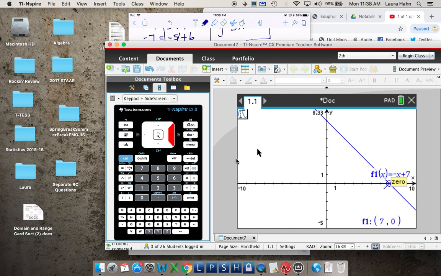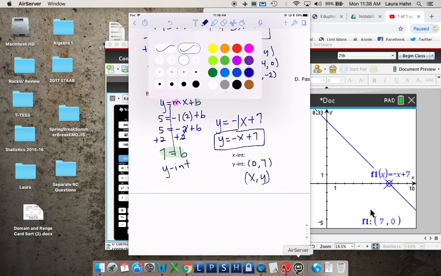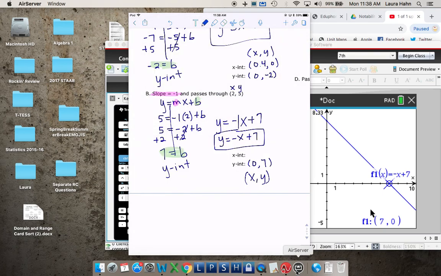So I know my x-intercept is at 7, 0. So this is the x-intercept. So it needs to go in the x position. So we know that the x is 7 when y is 0. That's your x-intercept.